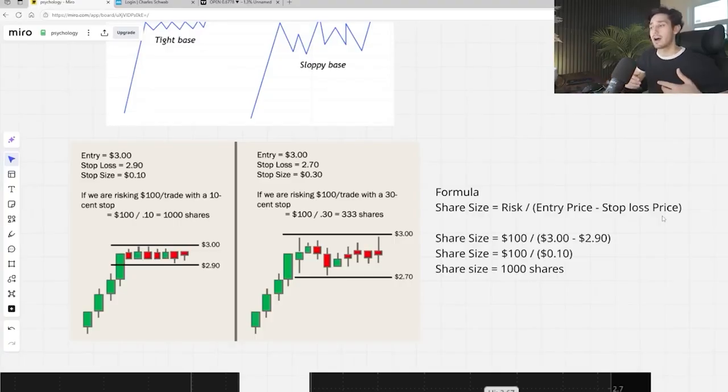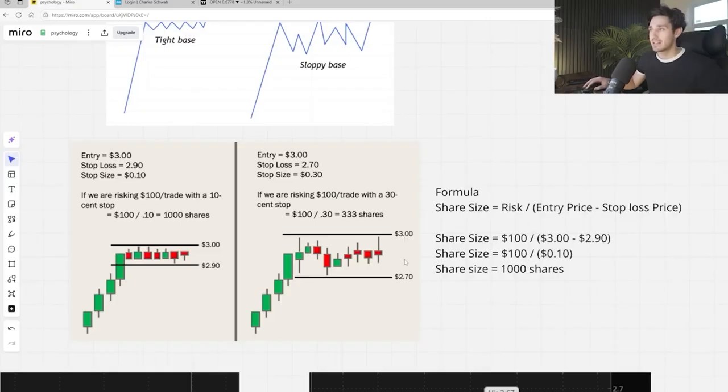This is how many shares you need to buy for that position, so if it hits your stop loss, you only lose your predetermined risk. I talk about this in other videos as well, and in my free course in the risk management section, so watch that. But let's say $100 risk divided by the difference between the entry and the stop. $3 minus 290, that's a 10-cent stop. $100 divided by 10 cents is 1,000 shares. So for this breakout, we're able to get 1,000 shares.